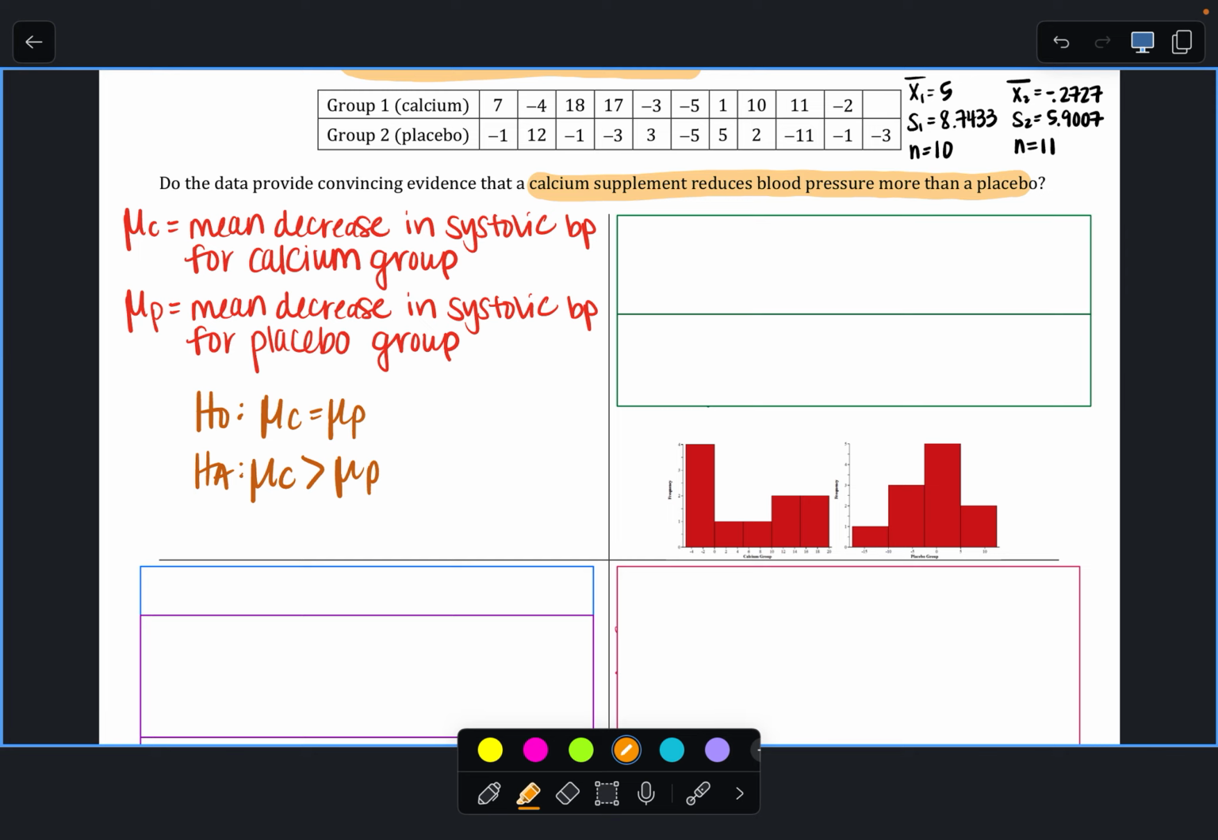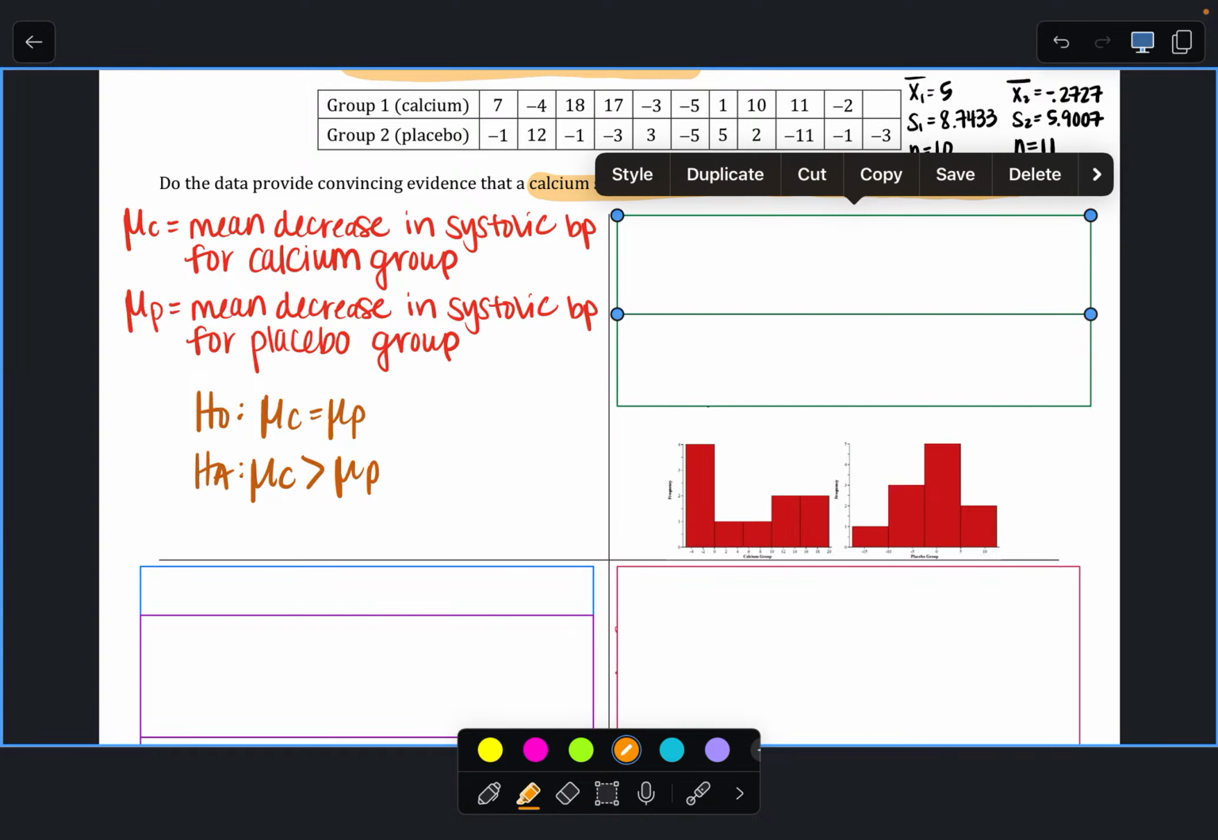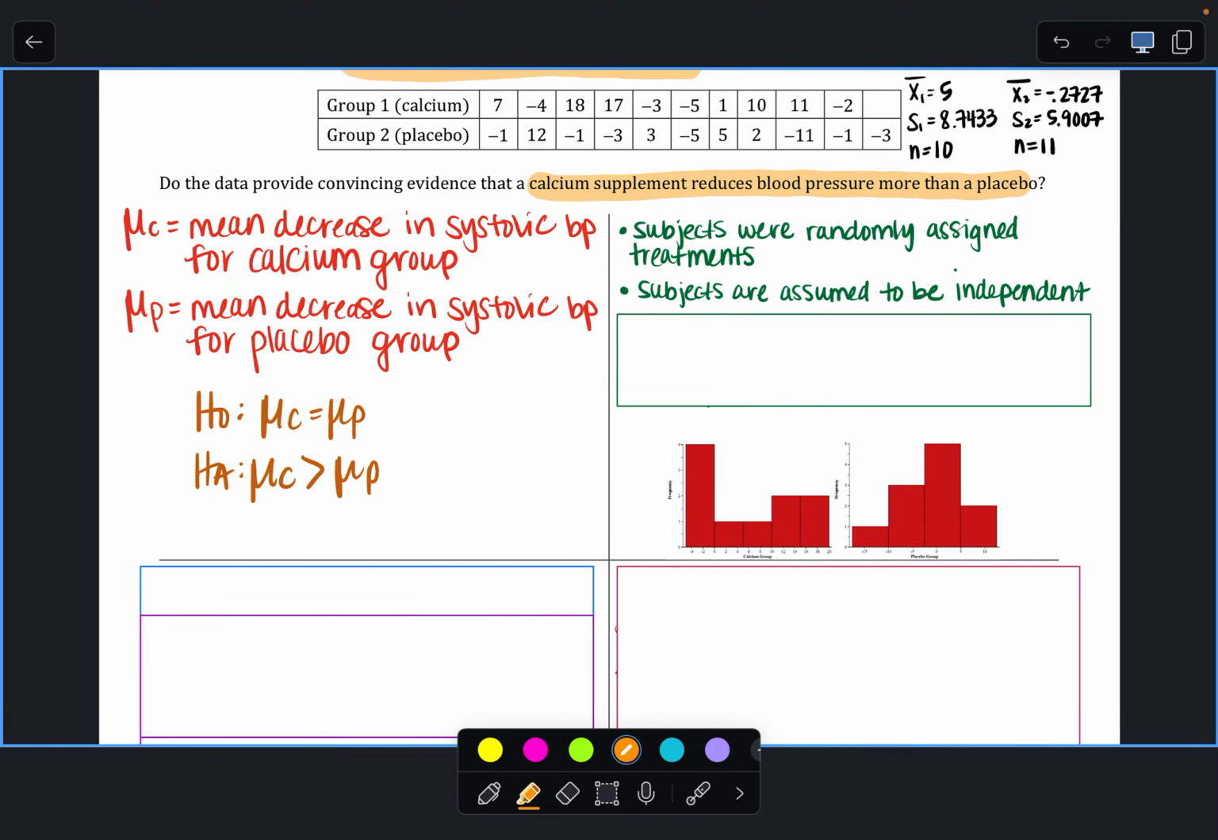That's my best guess. Now, here's where my graph does look a little skewed, but we're going to say it's fine. I literally copy pasted what was on the other one because all of those same conditions are met here. Subjects were randomly assigned treatments. Subjects are assumed to be independent. They had volunteers. They were randomly assigned to either get the calcium or the placebo. And because I don't necessarily know that they're representative of the population, yes, they are Black men that volunteered, but are they representative of all Black men? I don't know that. So we are going to assume that they are independent.